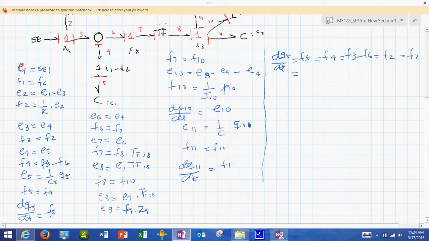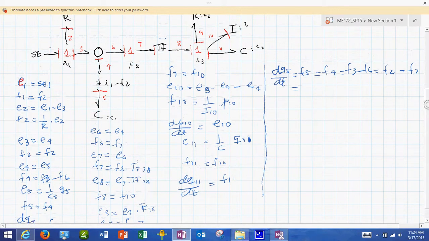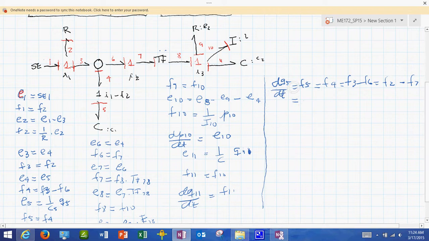So this would be equal to f2, which is... yeah, f2 is 1 over r2 times e sub 2, minus f sub 7 is f8 times tf8.